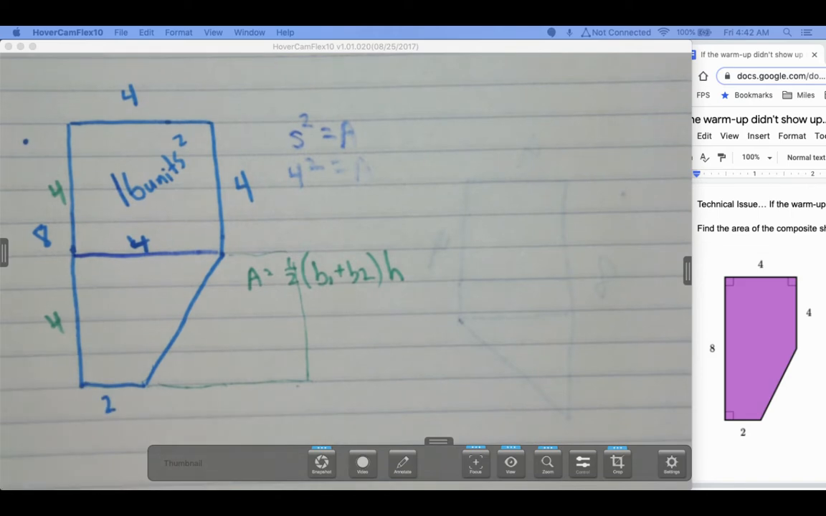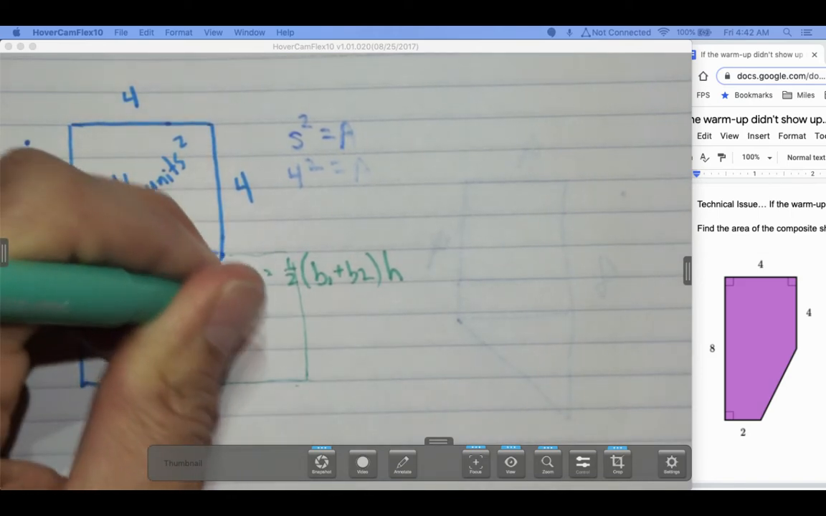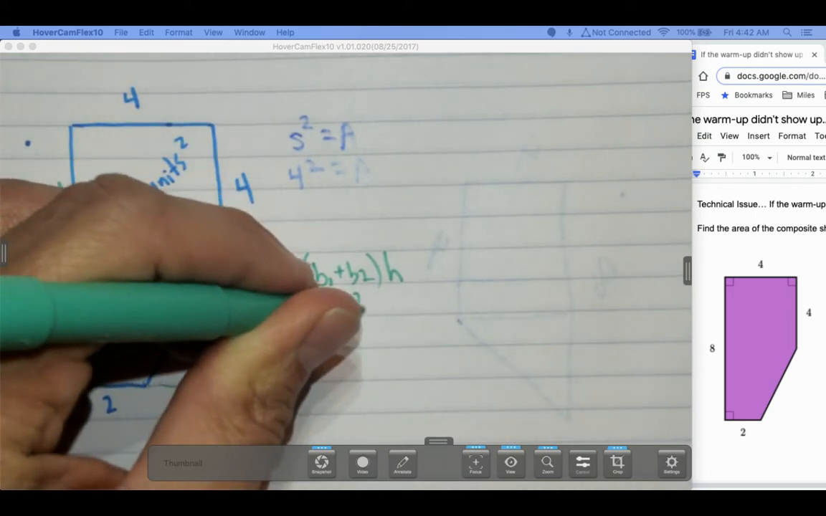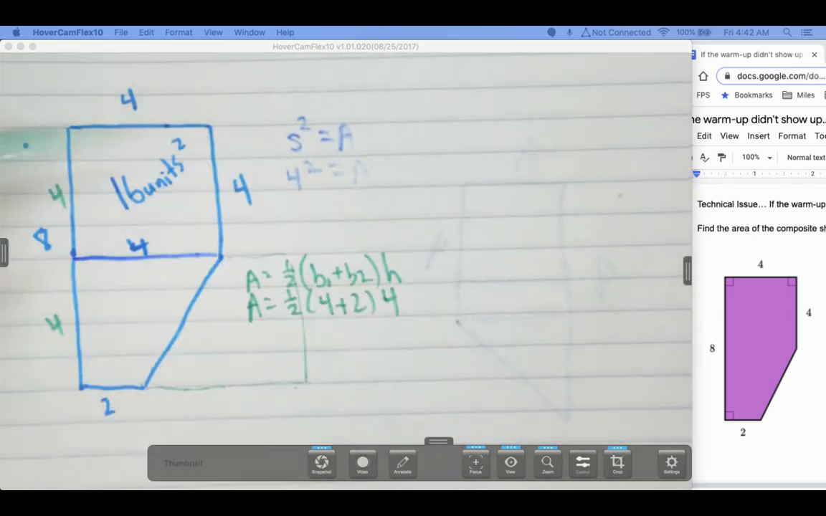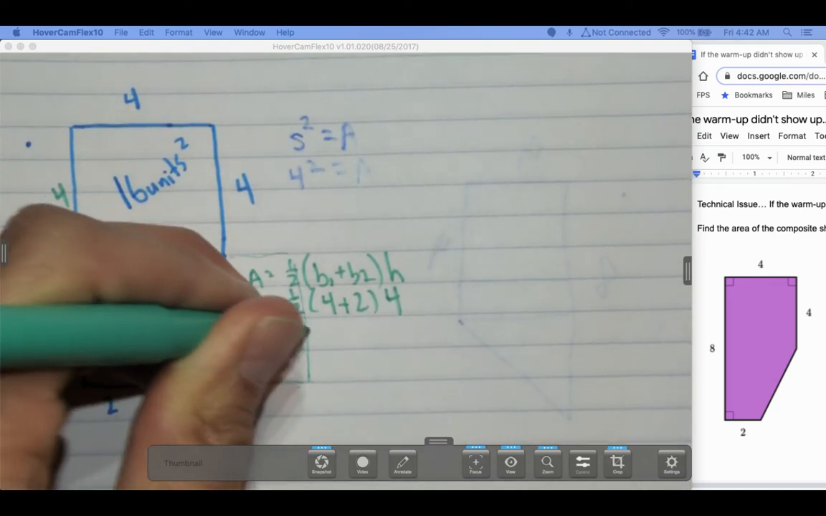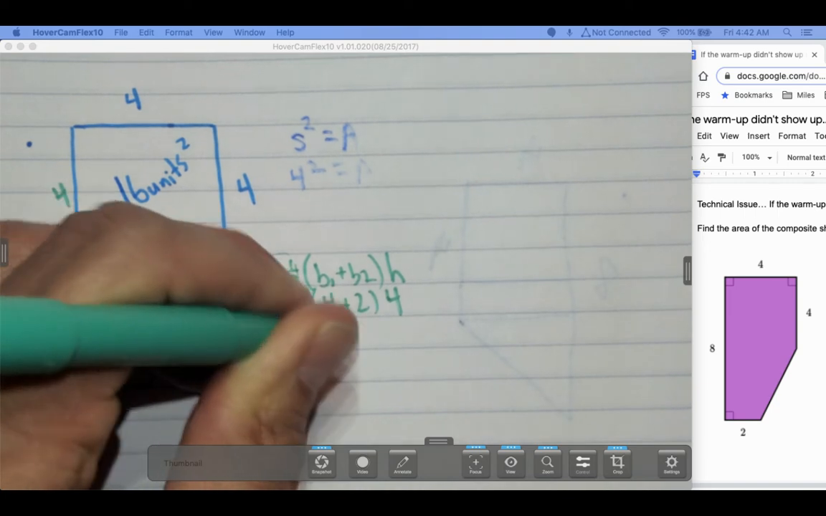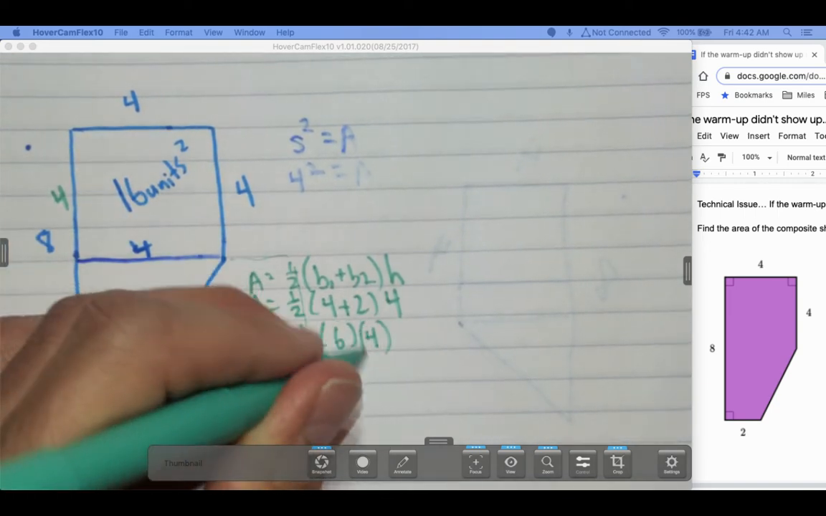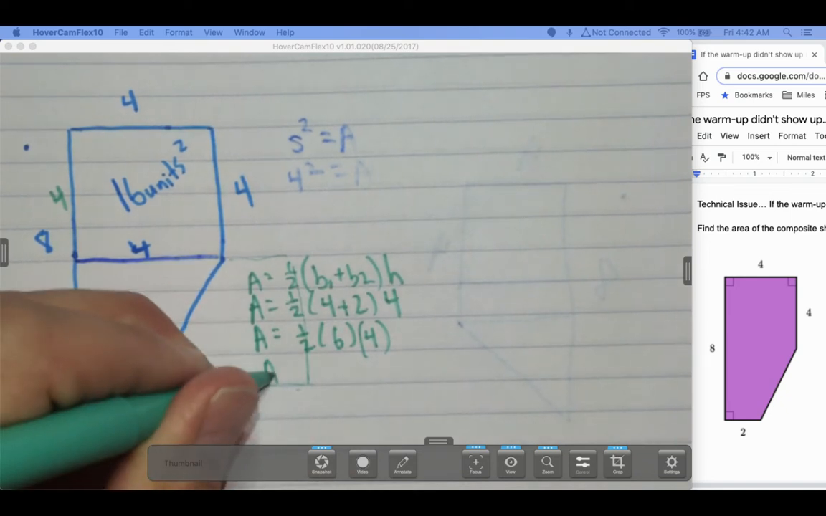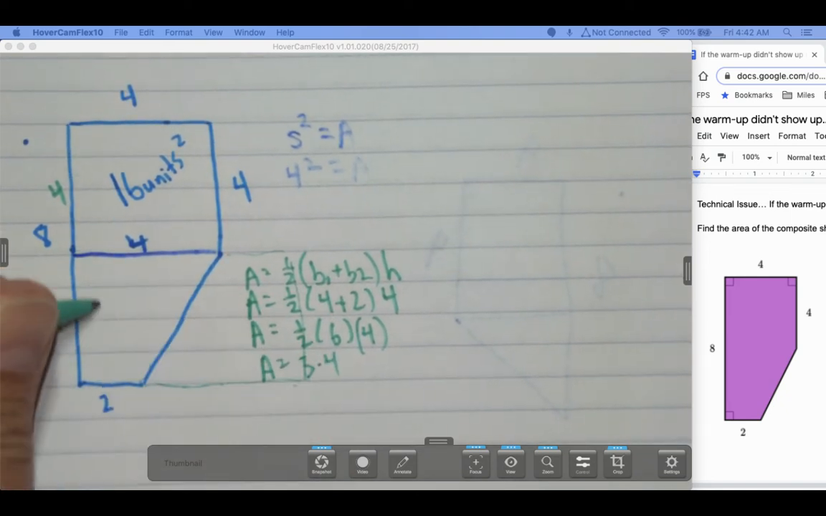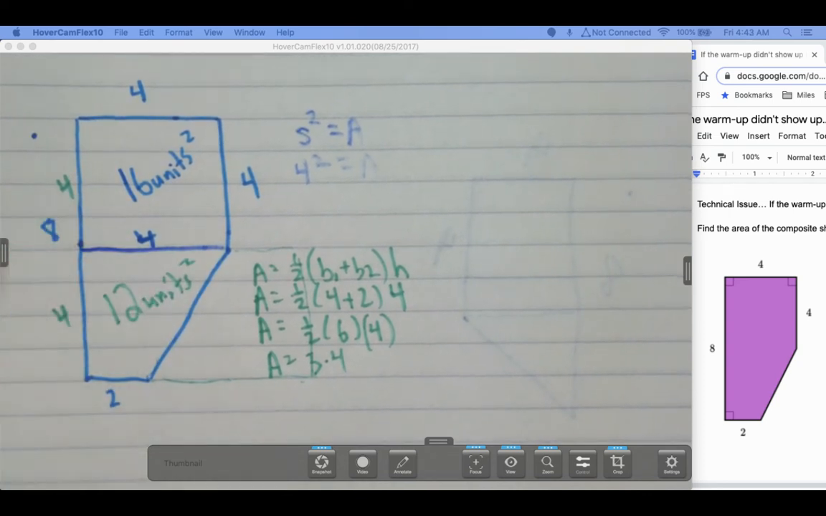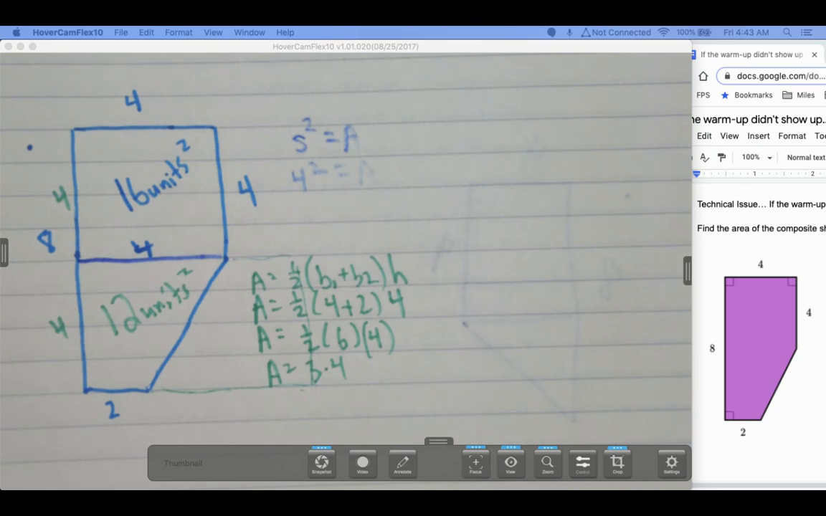So again, I take 1/2 of base 1 plus base 2 times the height, which is going to be 1/2 times 6 times 4. Half of 6 is 3, so it would be 3 times 4, or this bottom part would be an area of 12 units squared.